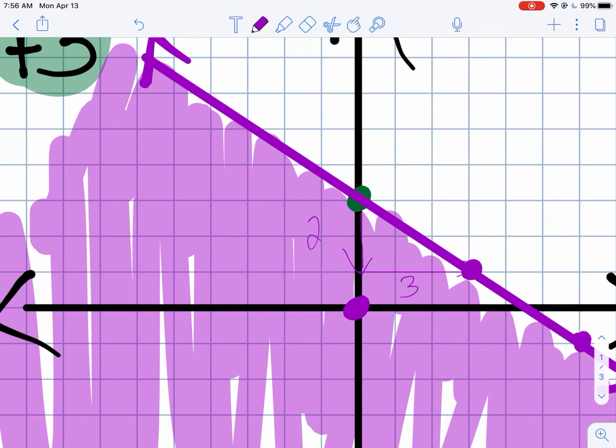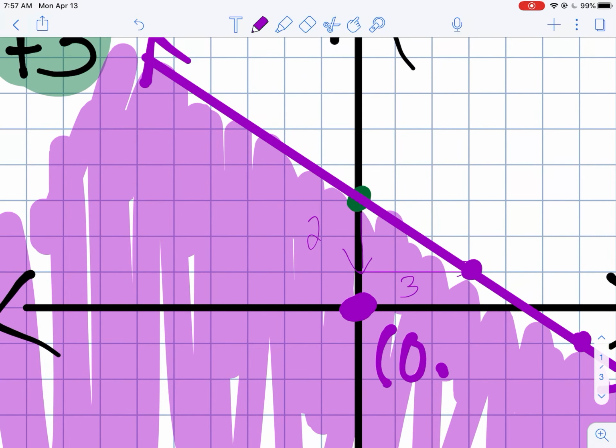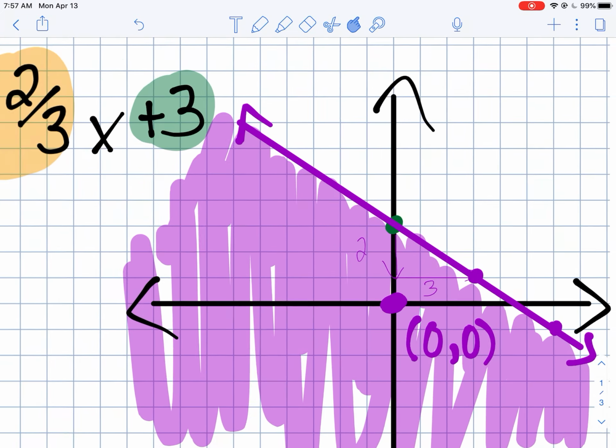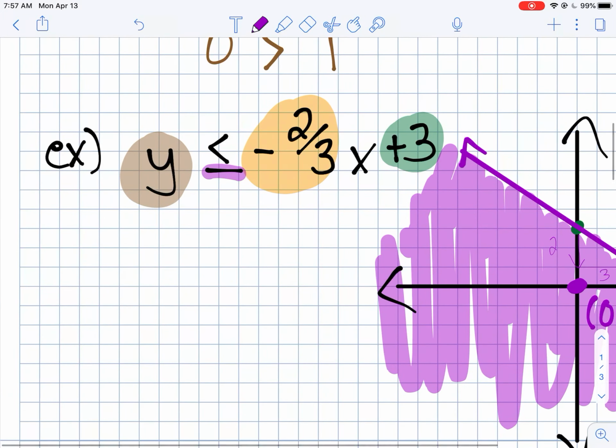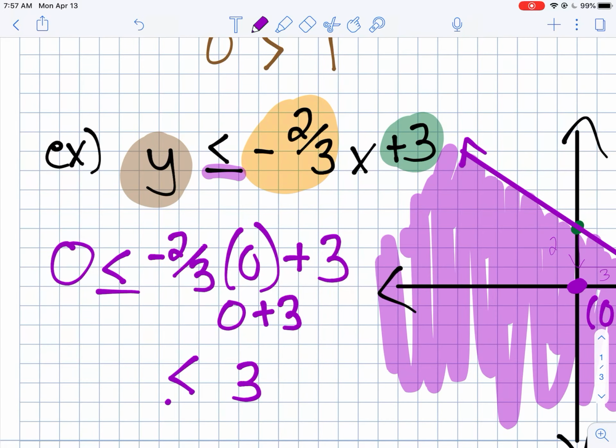Now, choice 2, what I could do is I like using my origin. I go with 0, 0. Why? Easy numbers, right? My ordered pair here is 0, 0. So what I'm going to do is I'm going to plug in those values here. For y, I'm going to plug in 0. For x, I'm going to plug in 0. And now our goal is to see, does it work? Negative 2/3 times 0 gives me 0. 0 plus 3 gives me 3.